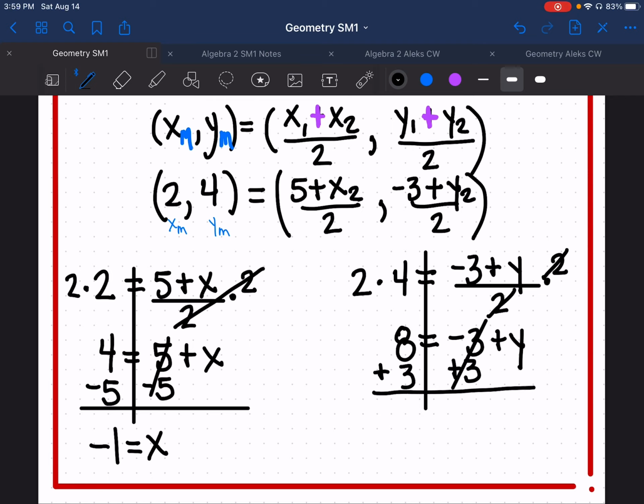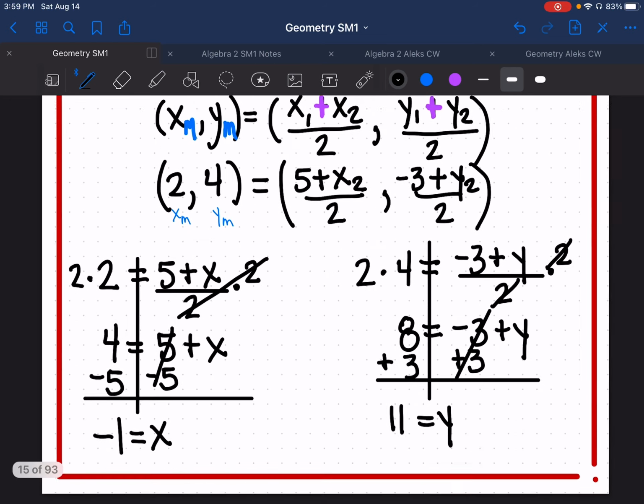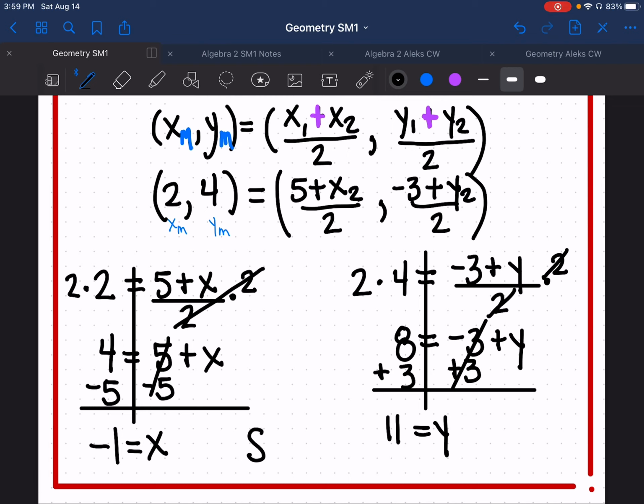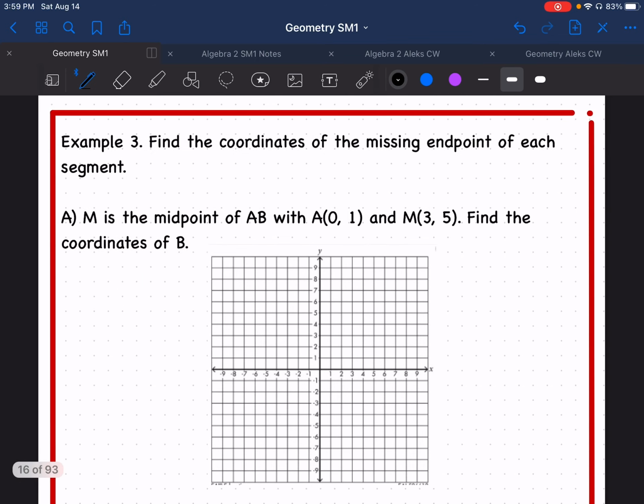And 8 plus 3 would be 11. There's my ordered pair. They called it S, right? Yep. So S is the ordered pair (-1, 11). Now you might be thinking, "Miss, the graph would have been a lot easier." Well, let's take a look at this last example for our midpoint.